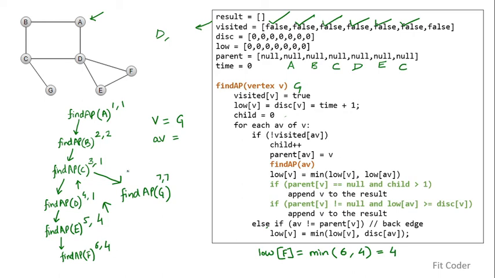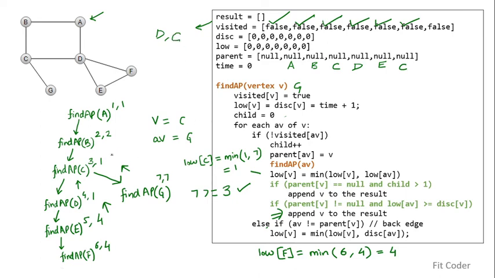After this, we have to backtrack from here. So now V will be C and AV will be G. At this point, we'll have to calculate low of C, which is the minimum of low of V, which is 1, and low of AV, which is 7. So it is 1, and 1 was already assigned to C, so we do not do anything. Now parent of C is already there, which is B, so we come in the next if condition. Now we have low of AV, which is 7, greater than or equal to discovery time of V, which is 3. So this is true, so we append C to the result.